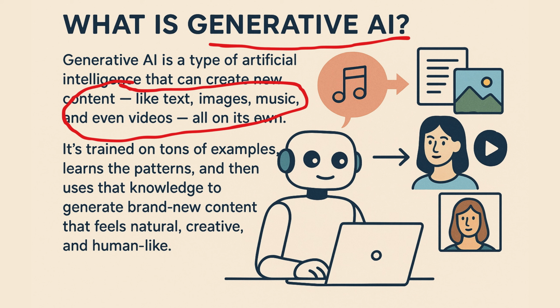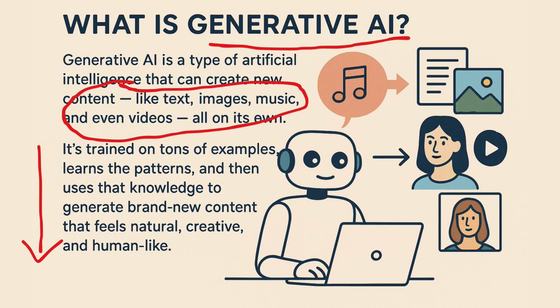Think of it like this: if traditional AI is like a calculator that gives you an answer based on rules, generative AI is like an artist or a writer. You give it an idea or a prompt, and it creates something original in response. It's trained on tons of examples, learns the patterns, and then uses that knowledge to generate brand new content that feels natural, creative, and human-like.